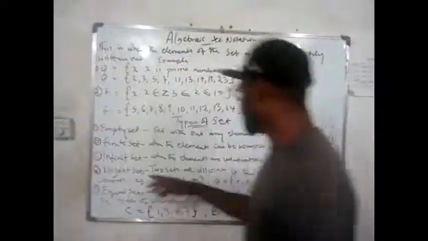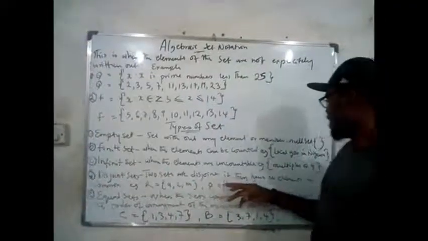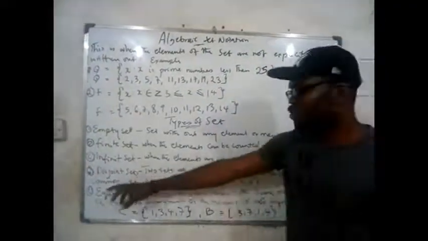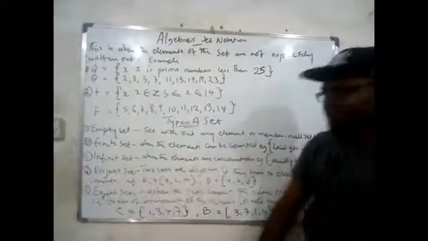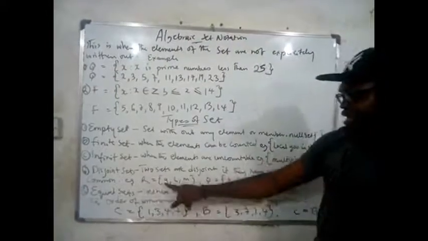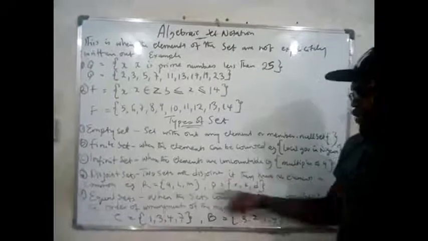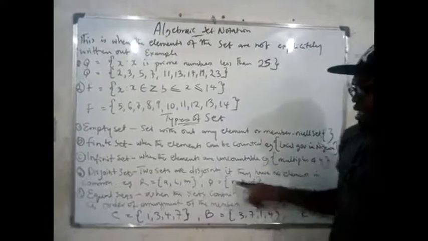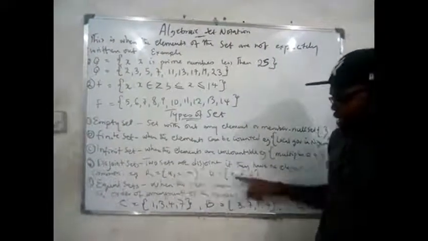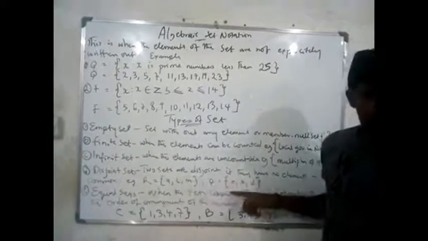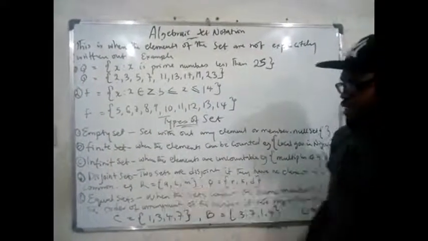Disjoint set, when you have two sets and they have no elements in common, we call them disjoint sets. Is that clear? Example, set R has elements A, L, N and set Q has elements R, K, D. Is there any element in common between these two? So these are disjoint sets.